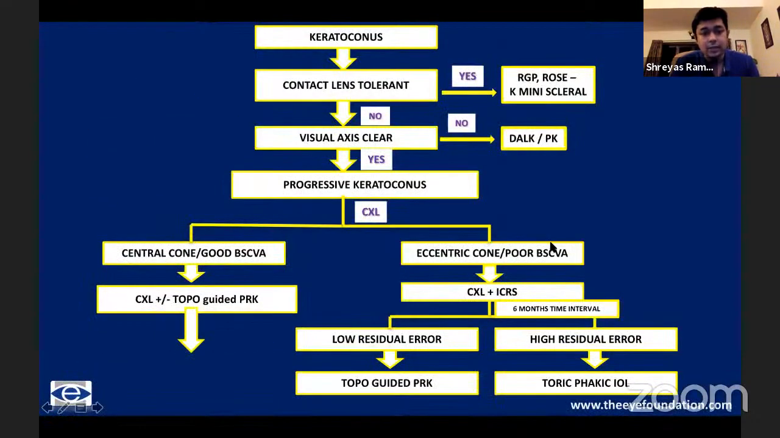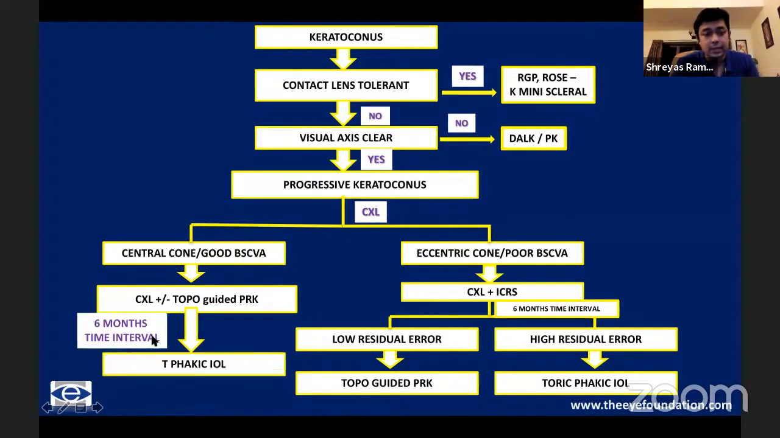So where does it fit into the entire armamentarium? Now, once you have a progressive keratoconus after you do a cross-linking, or even before you do it, if it's a centered cone with good spectacle corrected visual acuity, you could do just a plain CXL and then later do a toric phakic IOL. If it is an eccentric cone, or more importantly, a poorer best spectacle corrected visual acuity, and the patient is not advanced enough that they will go in only for a Rosquet or a scleral lens, you could try an Intacs and improve their best spectacle corrected visual acuity. And after the ICRS, then go ahead and treat the residual error with a phakic IOL.